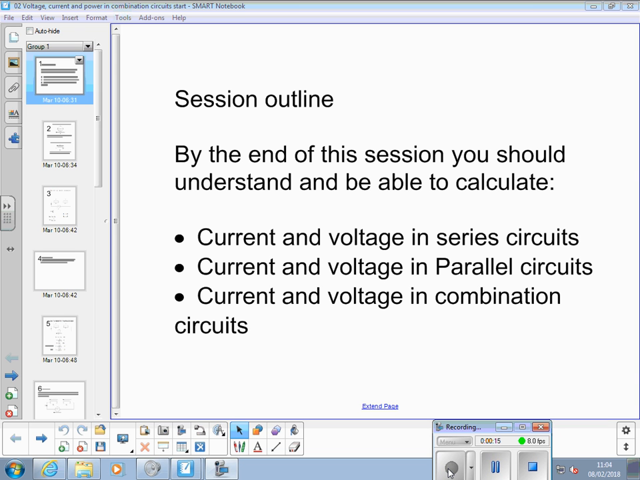Anything like that would have gone through this before, so this is a bit of a refresher: current and voltage in series circuits, current and voltage in parallel circuits, and current and voltage in combination circuits.